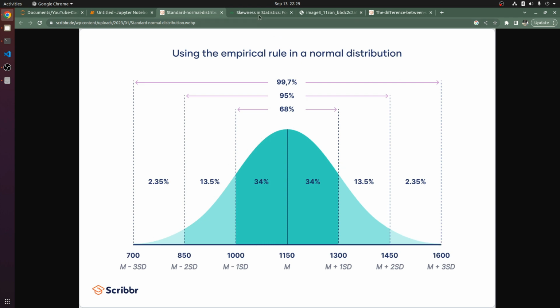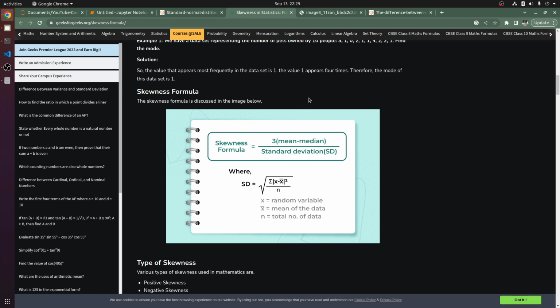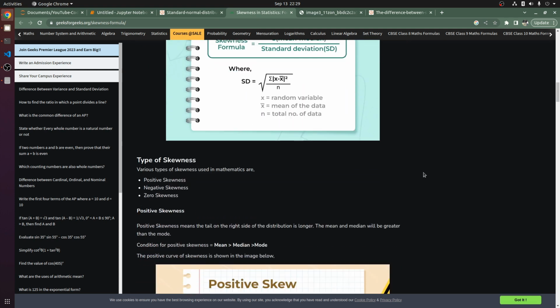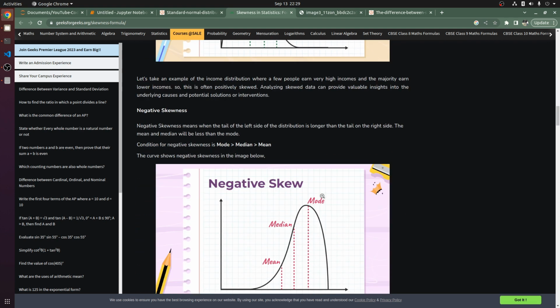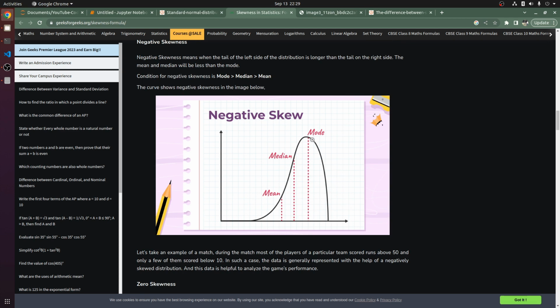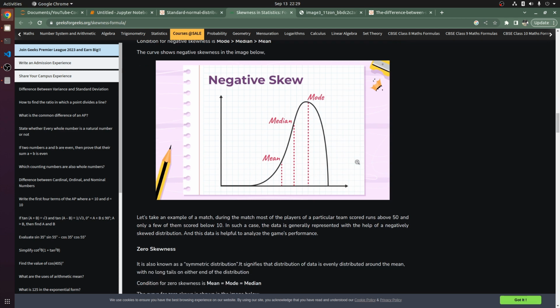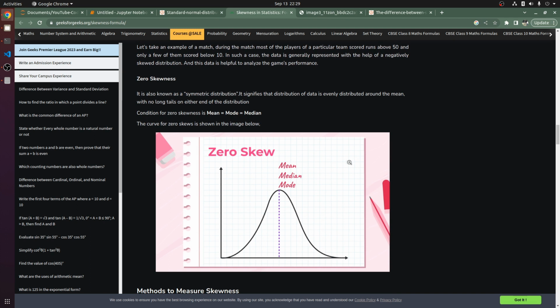Now moving on to skewness. Skewness is a statistical measure of the asymmetry of the probability distribution of a data set, and this is the formula for skewness. There are 3 types of skewness. One is positive skewness, in which the mean is greater than the median. Then there is negative skewness, in which the mean is less than the median. And then there is zero skewness, in which mean, median and mode are equal.